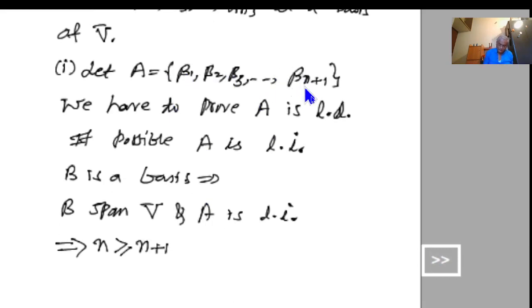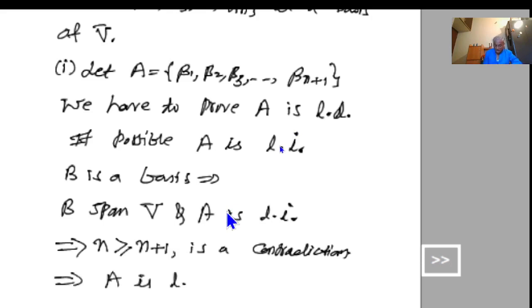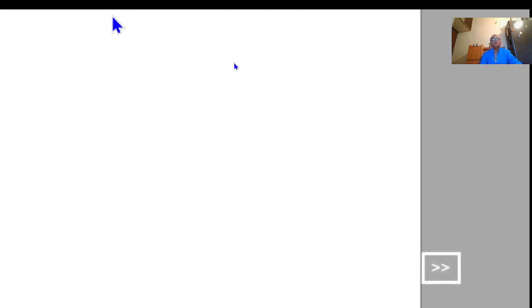Is this true? No. This is a contradiction. I am getting this contradiction because of this assumption. If possible, A is linearly independent is wrong. Therefore, A must be linearly dependent. This is result number 1. Next, I will go to result number 2.